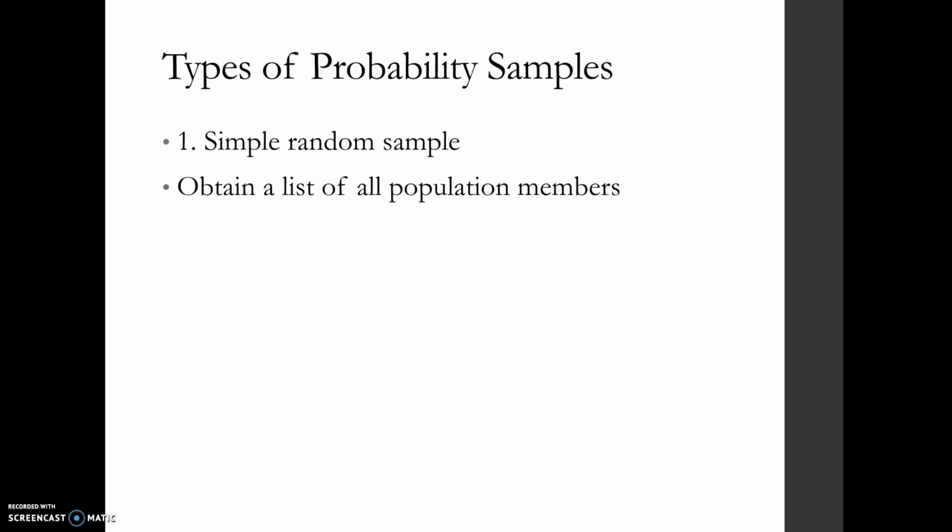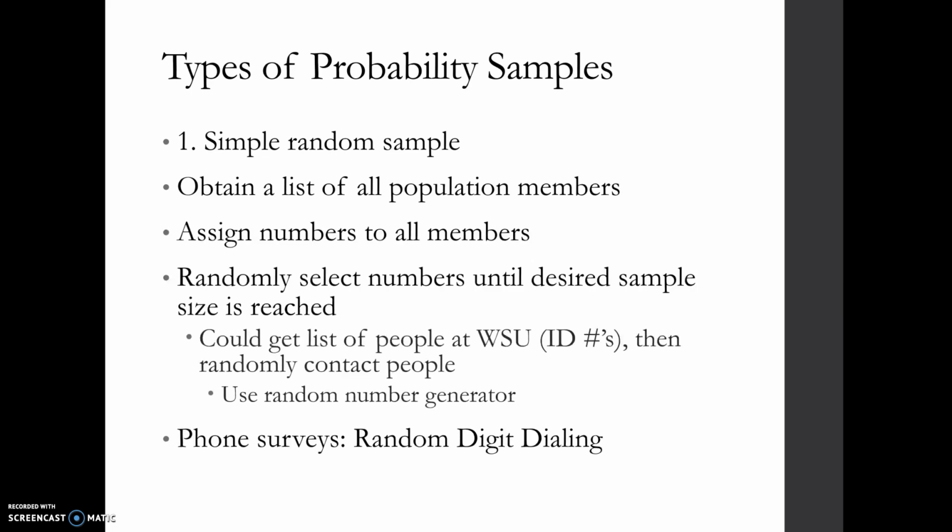Now let's talk about the types of probability samples. Remember, if you use probability sampling correctly, all the members of the population should have an equal chance of being selected by you. The first method is called simple random sample. You just obtain a list of all population members, assign numbers to all members, and randomly select numbers until the desired sample size is reached.